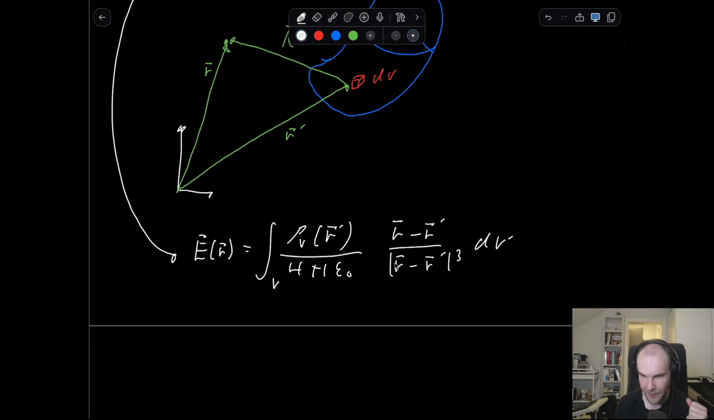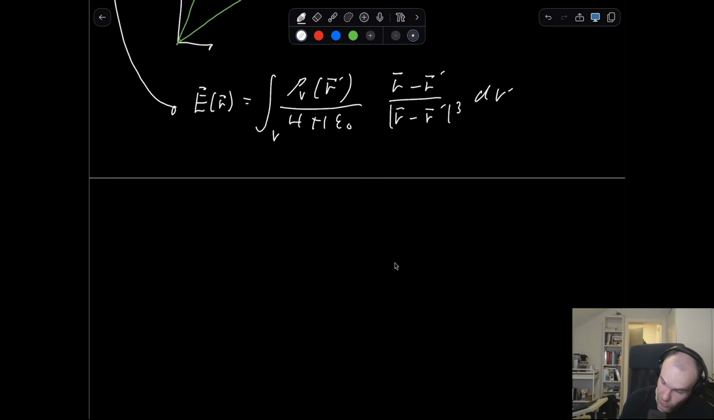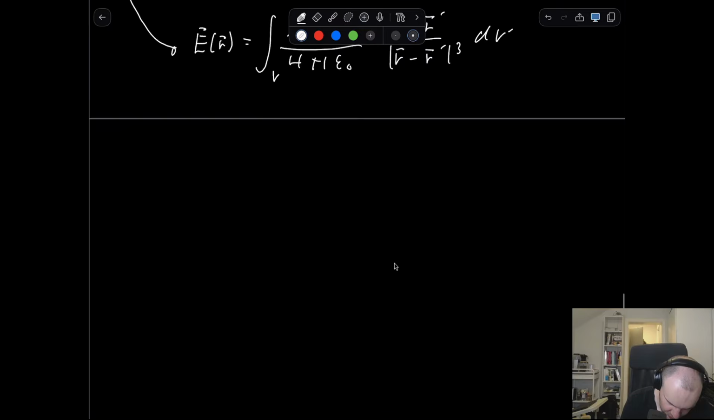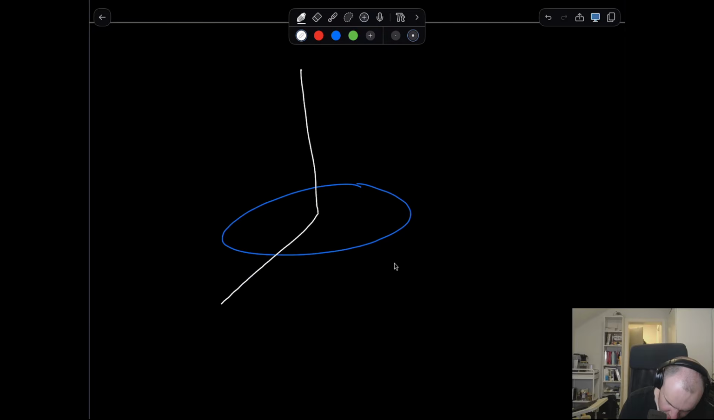Okay, so now what we should do is an example. This is of course true for a line integral or surface integral, etc., if you want the electric field there too. So now let's do an example. We have some kind of uniformly charged disk. Oh no, not disk, that's the next one. A ring. So we have some uniformly charged ring.